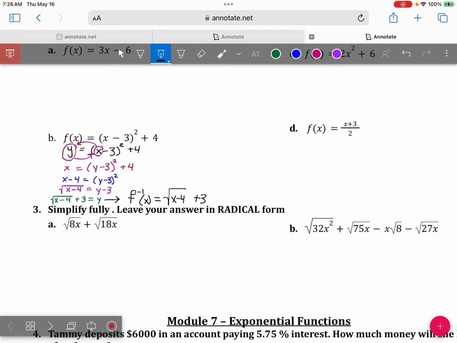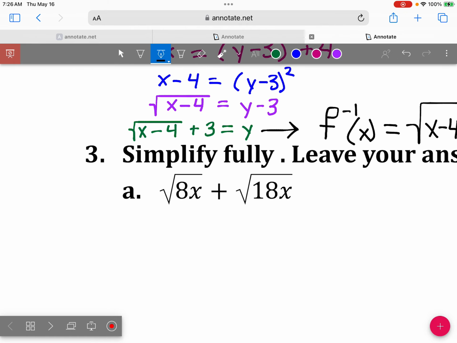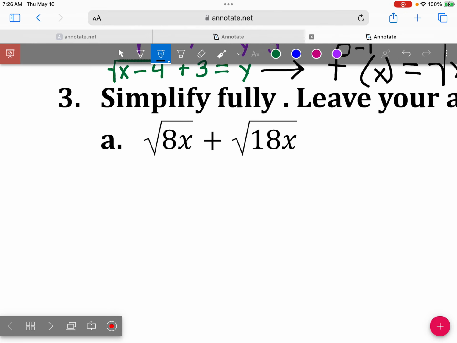So let's look at A, because I want to save B for you guys to do. Let's look at A real quick. This is kind of an important one. It very much combines what we did on number 1 with our radical rules, because we're going to simplify each of these individually and then see if we can add them together. But you simplify them first.